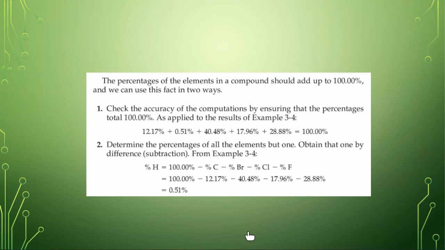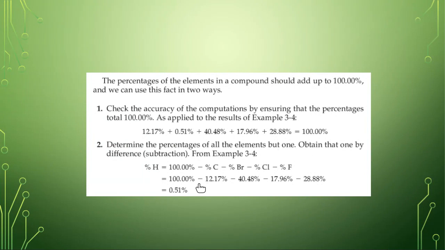For example, the percentages of the elements in a compound should add up to 100%, and we can use this fact in two ways. First of all, check the accuracy of the computation by ensuring that the percentage total is 100%. As applied here, you did that and you found 100.